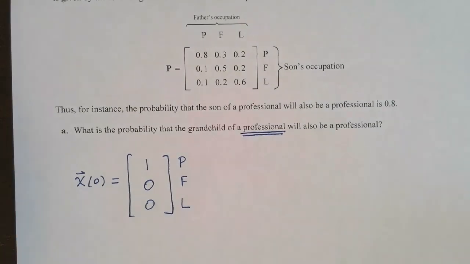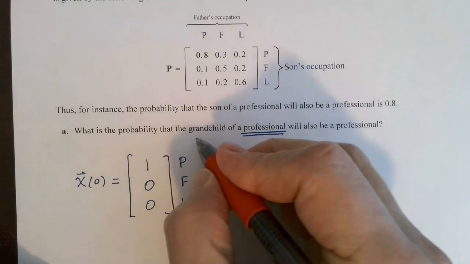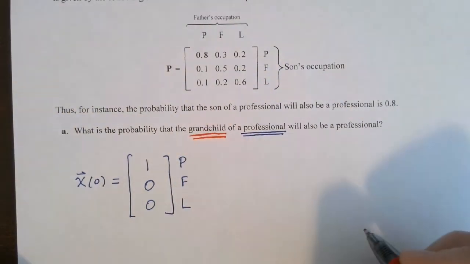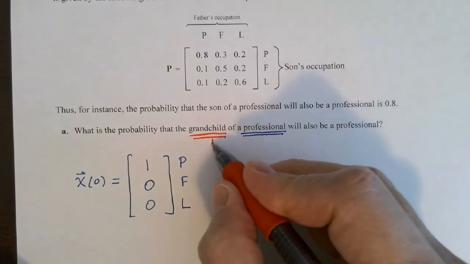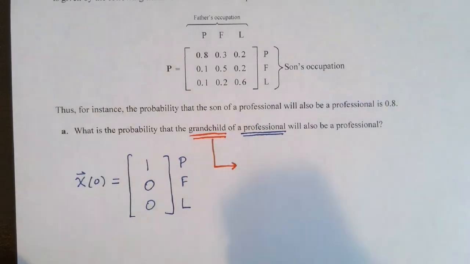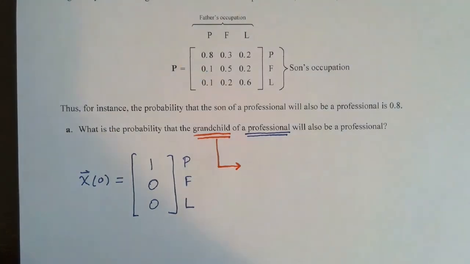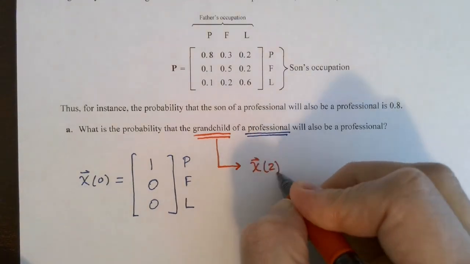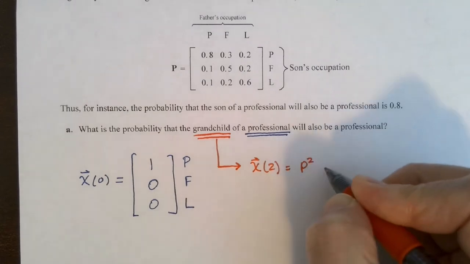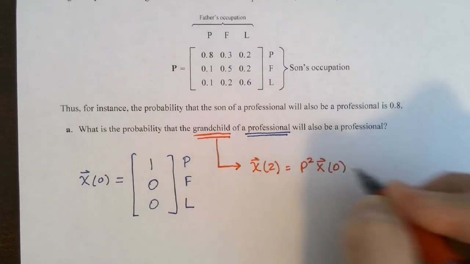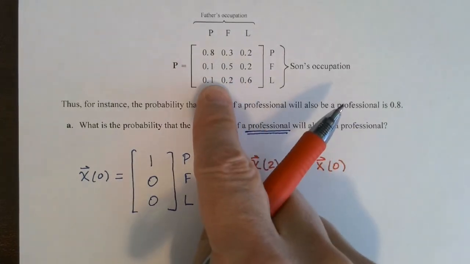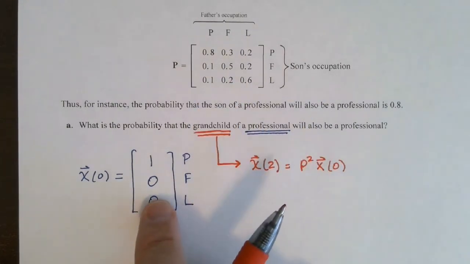Then, what are we asked to find? We're asked to find the probability that the grandchild is also a professional. So what generation are we looking at? Notice the time periods here are generations. That's the second generation, right? So I'm literally looking for what? X sub 2, which is P squared times X sub 0. So I'll let you use your calculator. Check this out. Enter this matrix in. Enter the state vector in.